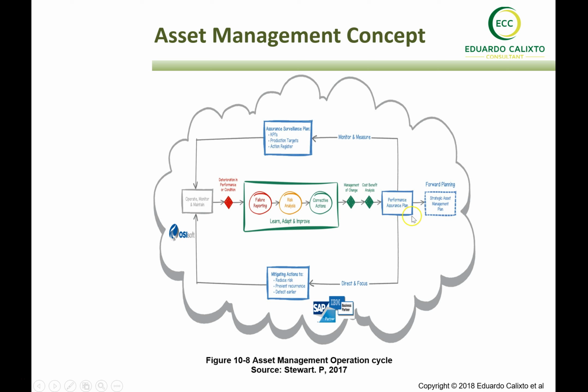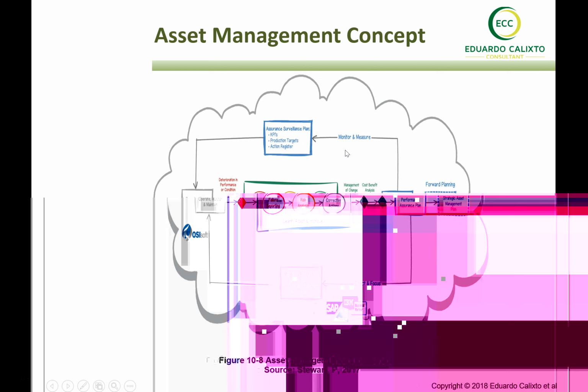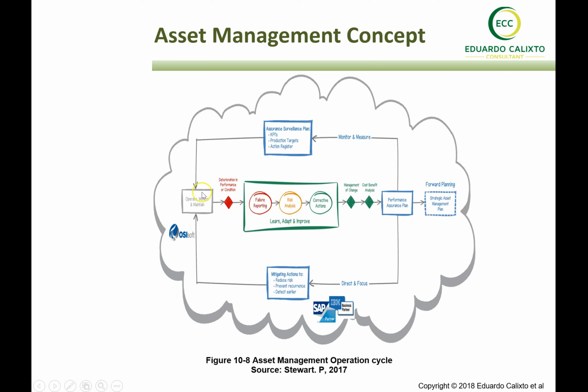The implementation of this plan will be linked, of course, to the performance. So we implement this plan, monitor and measure the performance, the key performance indicators, check if we achieve the production targets, and follow up all the registered actions that need to be implemented. Then we come around again and keep monitoring the performance and try to detect new issues.